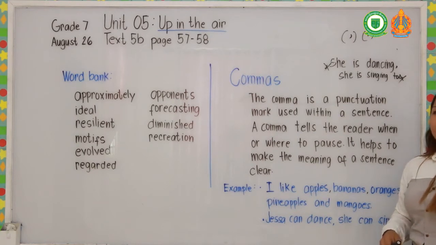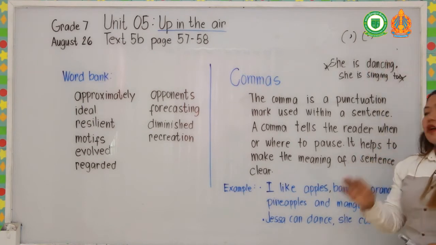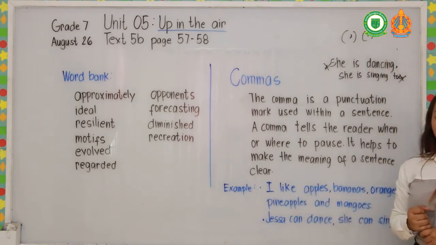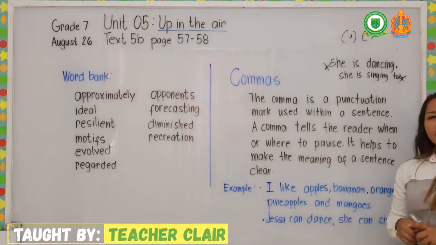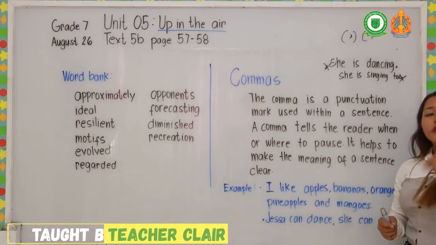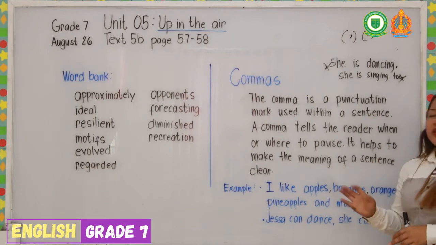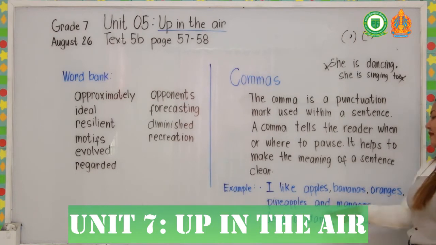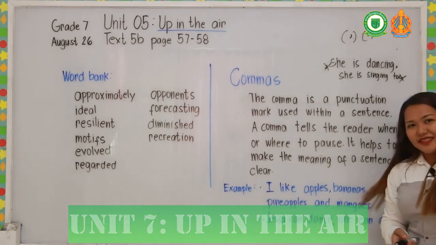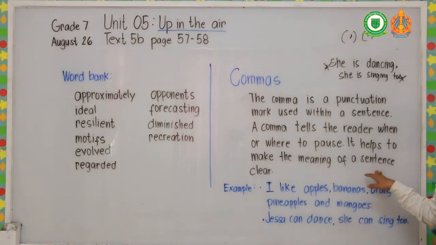So you should know, it's just a pause, okay? Just pause for a little time, not full stop, because if you stop, I like apples. Bananas. Oranges. Pineapples. You should not stop for a long time. Just pause for a little, like 1 to 2 seconds. For example, I like apples, bananas, oranges, pineapples, and mangoes.